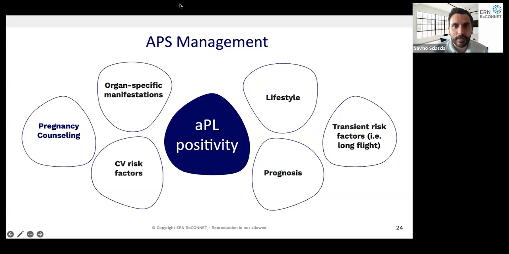Otherwise, I can take advantage of the microphone and of my role as a moderator to share with you something that we are often asked by patients and sometimes also by colleagues: how often should we test for antiphospholipid antibodies? Because sometimes it's clear at the time of diagnosis, and Silvia correctly stressed that we need to wait for some months in order to confirm the positivity. What about the follow-up? Every month, every year, every 6 months?